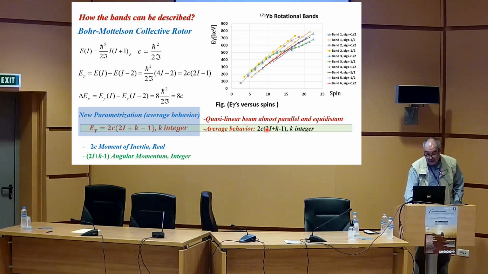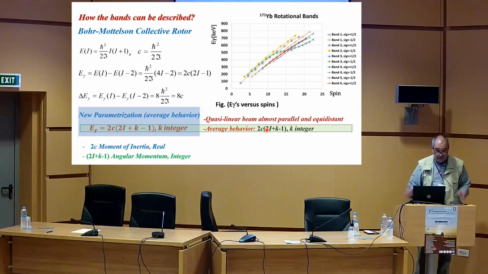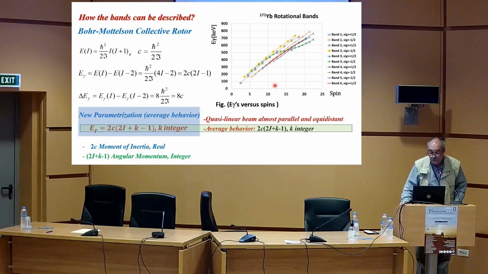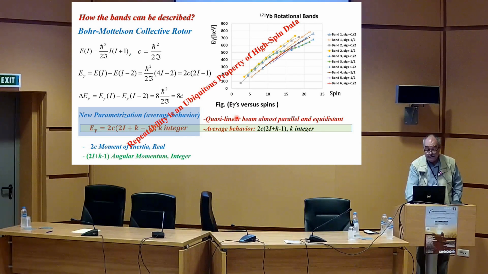It means we get exactly the same formula as before. So this is our repeatability property, now seen in this kind of pattern. But what does it mean? These plots are common in high-spin physics. All the level schemes show a plot like that. That means this property is indeed an ubiquitous property of nuclear data.